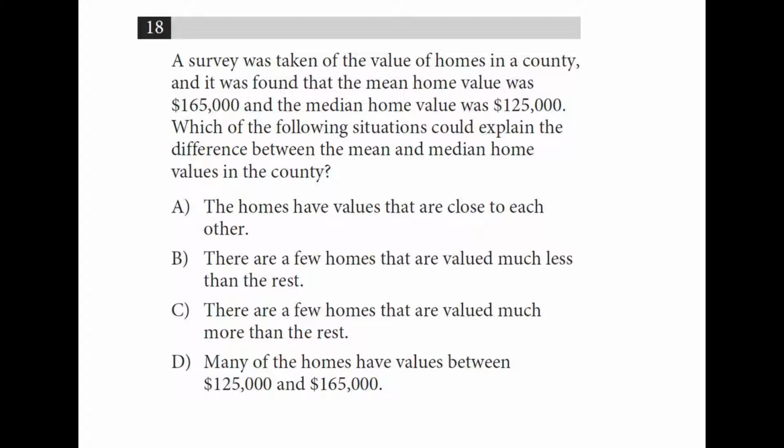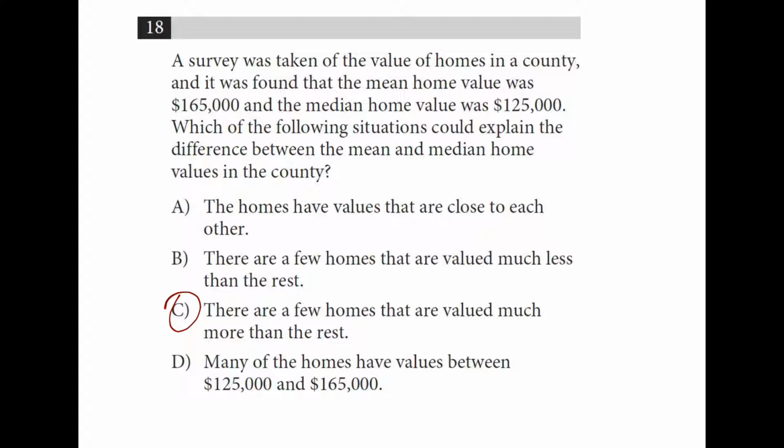Number 18, a survey was taken of the value of homes in a county, and it was found that the mean home value was $165,000 and the median home value was $125,000. Which of the following situations could explain the difference between the mean and median home values in the county? C. There are a few homes that are valued much more than the rest.